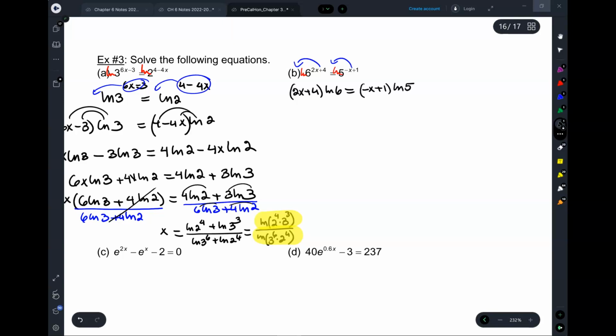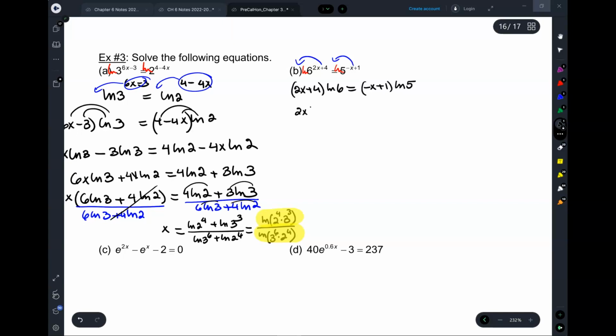Okay, raise your hand. What next? Distribute, okay? So we're going to get 2x ln of 6 plus 4 ln of 6, negative x ln of 5, 1 ln of 5. So now I'm going to wait again for somebody to raise your hand and tell me what is the next step.